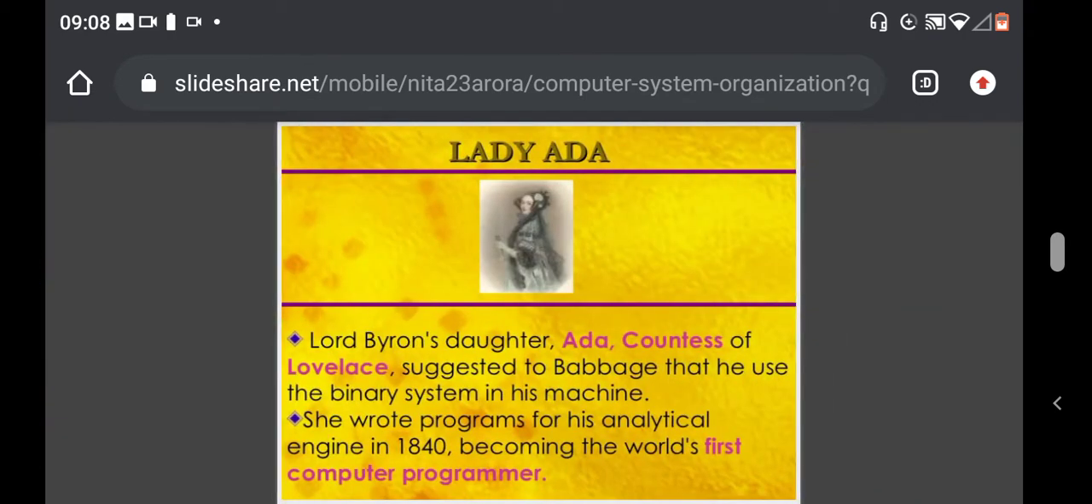So we have Lady Ada. So this is actually Lord Byron's daughter. Ada is the Countess of Lovelace. She suggested to Babbage that he use the binary system in his machine. So she wrote the programs for this analytical engine in 1840, becoming the world's first computer programmer.